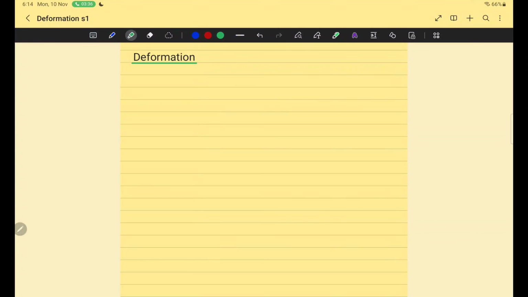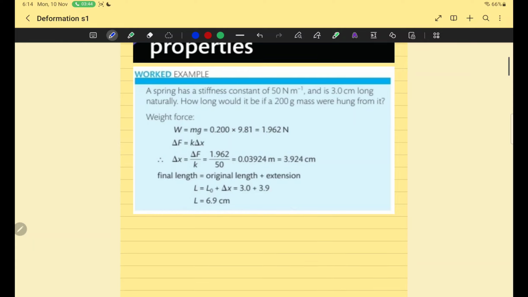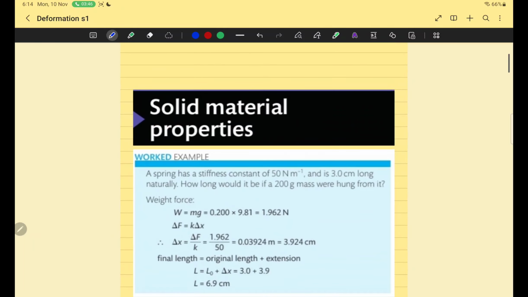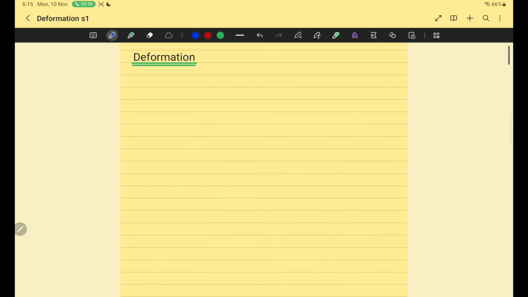ठीक है। अच्छा जी, today is 10th November 2025. It is Edexcel Physics IEL, and today we are starting a new chapter, that is solid material properties. And before starting this chapter, the past paper questions, obviously we should discuss its theory. And what is the theory?